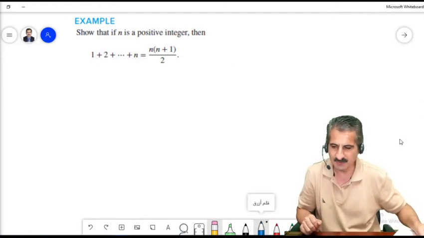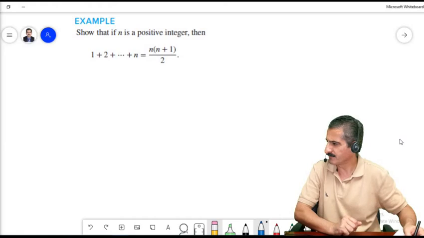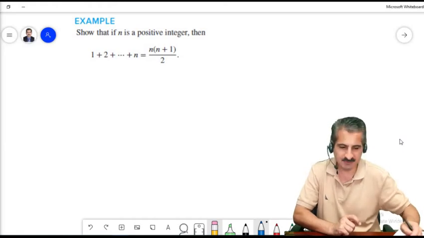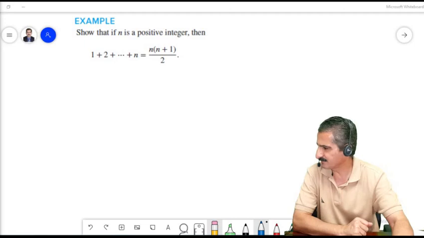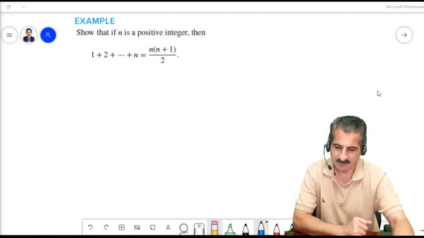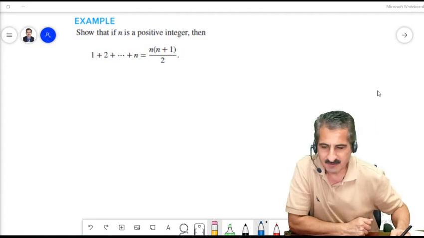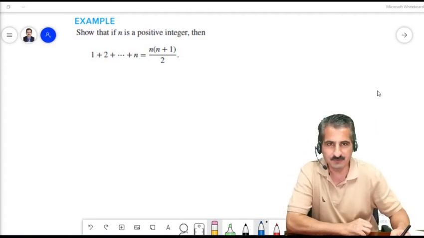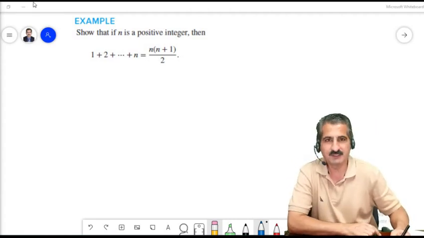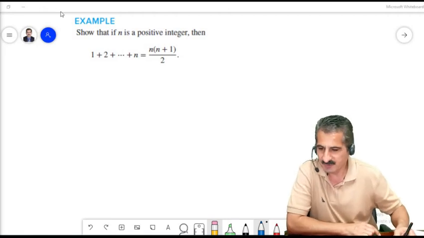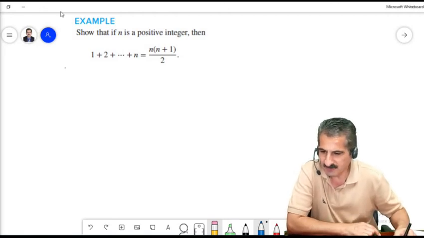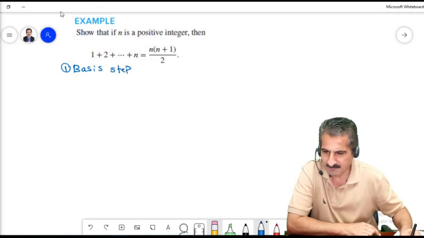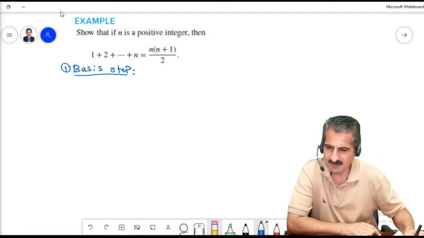Now what we write here is typical of what you will write when you prove some statement by induction. First, we will use the so-called basis step, which says that P(1) is true. Now, is this statement P(1) true?